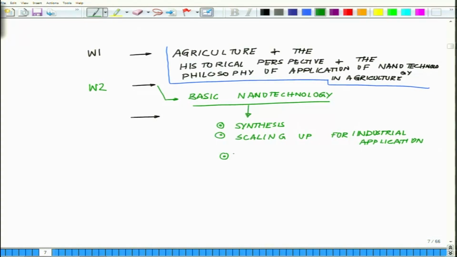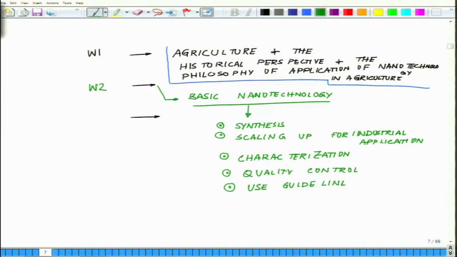then we will talk about the characterization, then quality control, and then use guidelines. These use guidelines will continue in every application we will be talking about.